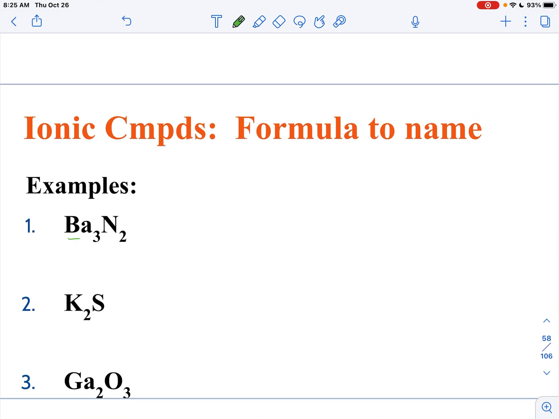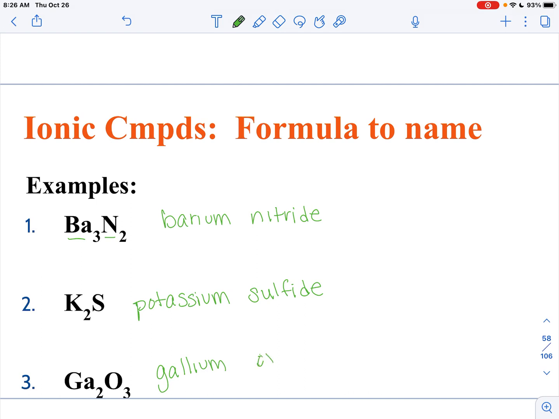So here we have barium and nitrogen. So we would just write barium nitride. You don't have to put anything about the numbers, not for simple binary. And so that's your answer. Nitrogen becomes nitride. Then we have potassium sulfide. And here we have gallium oxide.